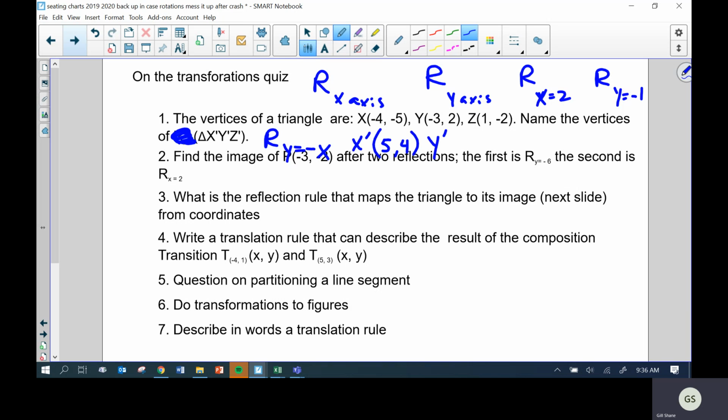So Y prime, again, I flip the order. I flip the sign, though, of the 2, so that becomes negative. I flip the sign of the negative 3, so that becomes positive. And then I flip them to where the 2 is now the first part and the 3 is the second part. The negative 3 is the second. And then I do the same thing for the Z. So positive 2 and then negative 1.